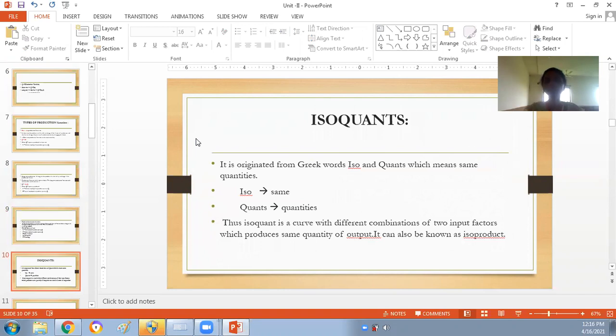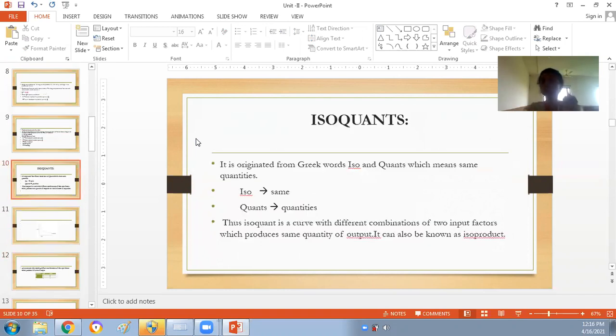Okay. The next concept that we have is isoquants and isocosts. Isoquants, isocosts. Okay. Guys, before going to discuss the concept, first let us have an idea about why it is.